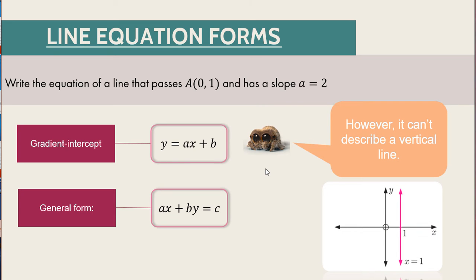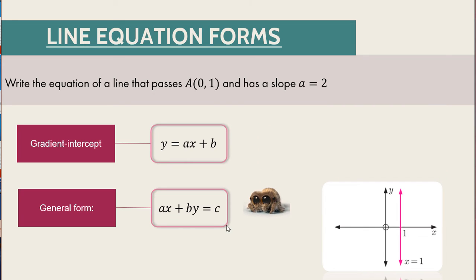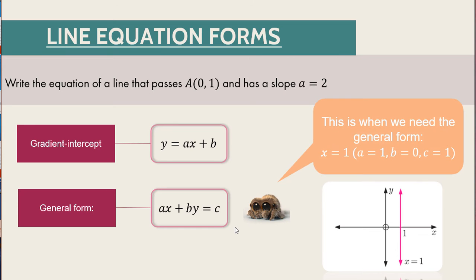However, it can't describe a vertical line because a vertical line has undefined slope or undefined gradient. So the gradient intercept form cannot describe the vertical line. That's why we need the general form. And this form is called the general form because it can describe any line on the plane.